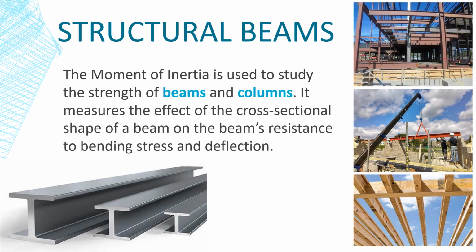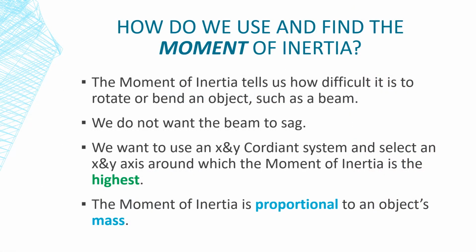So how is moment of inertia relevant to us in construction? It's used to study the strength of structural beams and columns. It measures the effect of the cross-sectional shape of a beam on the beam's resistance to bending stress and deflection. The moment of inertia tells us how difficult it is to rotate or bend an object, such as a beam. We do not want a structural beam to sag.